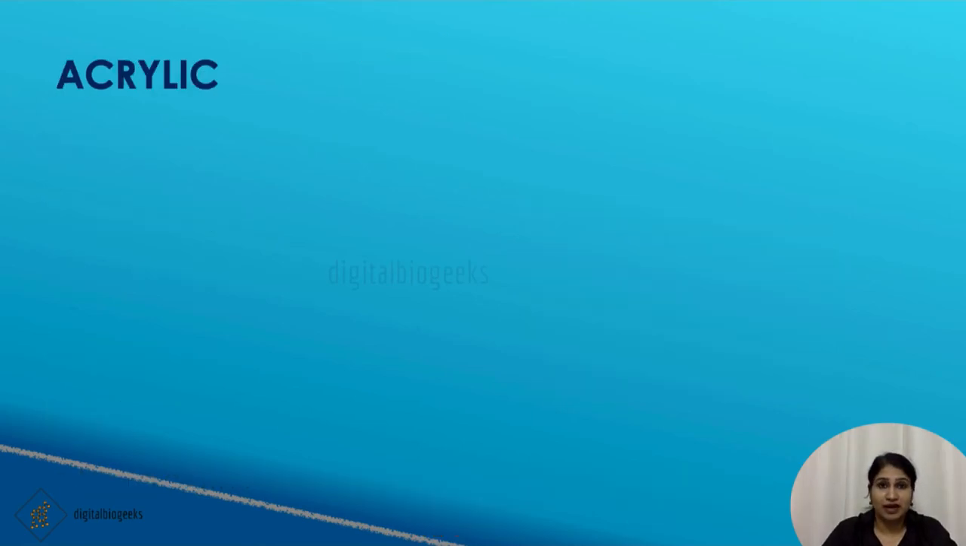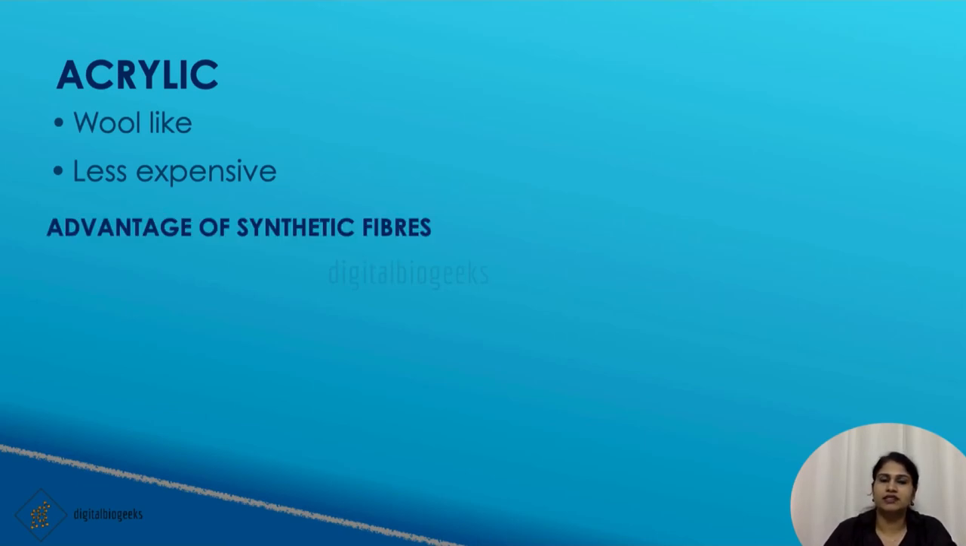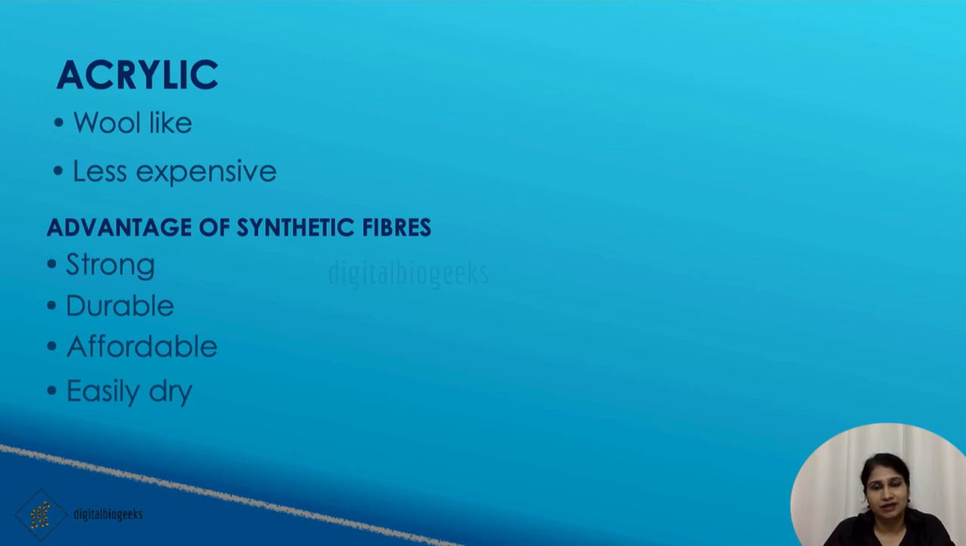Let's move on to acrylic. Acrylic is wool-like. We all know wool we get from sheep. It is expensive, but acrylic is less expensive when compared to wool. Now look at some advantages of synthetic fibers. It is strong. We just now saw that nylon fibers are used to make the ropes of parachutes. They are strong, durable, they can withstand pressure, affordable, less expensive and can dry easily.